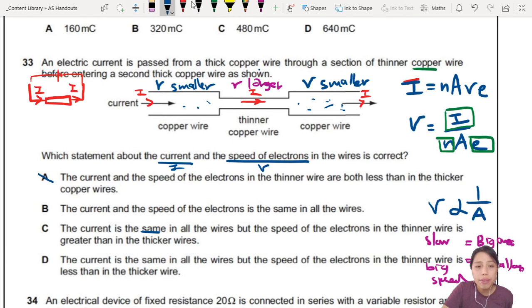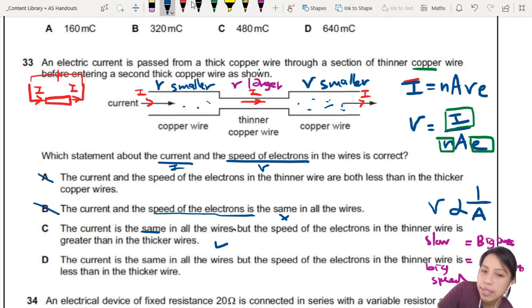So what do you have? This one, the electron speed is not the same anymore, so B is out. Bam. C says what? Current same. Okay, we already established that. Speed of electrons in the thinner wire is greater than... Oh yeah, thinner wire, larger. Yep, that's correct. Sounds right.